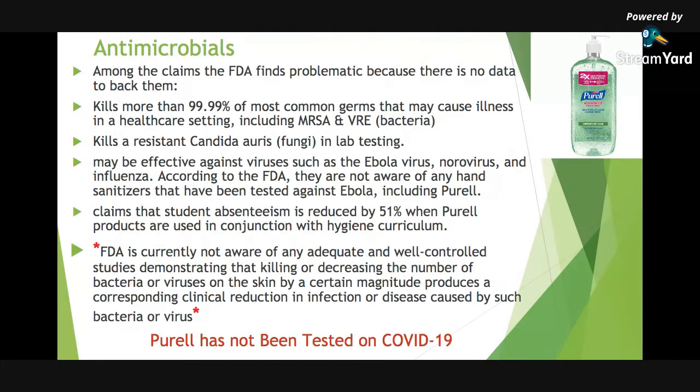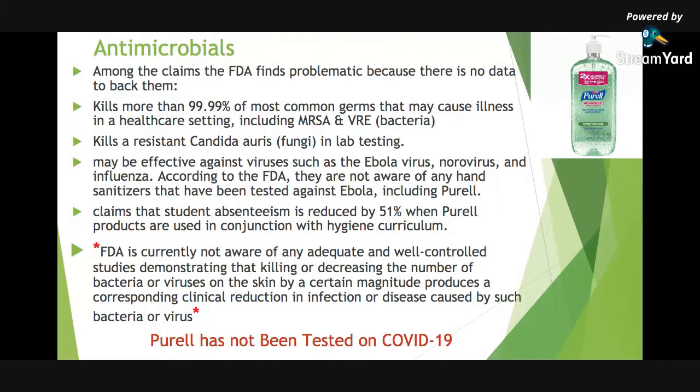So these are some of the complaints they had when they sent their warning to the makers of Purell. It said, among the claims, the FDA finds problematic because there is no data to back them, that it kills more than 99% of most common germs that can cause illness in a health care setting, including MRSA and VRE, which is vancomycin-resistant enterococcus. So this is one of those bacteria that's actually resistant to one of our strongest antibiotics we have right now.